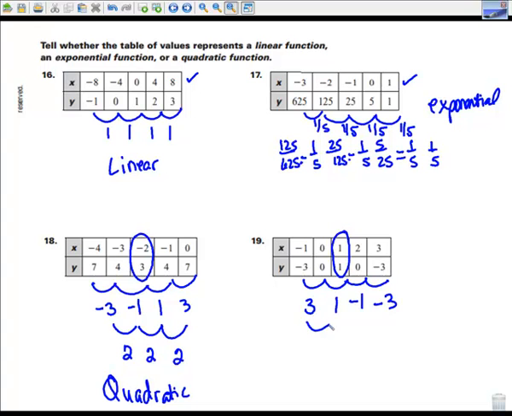Evidently not linear. From 3 to 1, it's a decrease of 2. From 1 to -1, it's a decrease of 2. And from -1 to -3 is a decrease of 2. So again, this is quadratic.